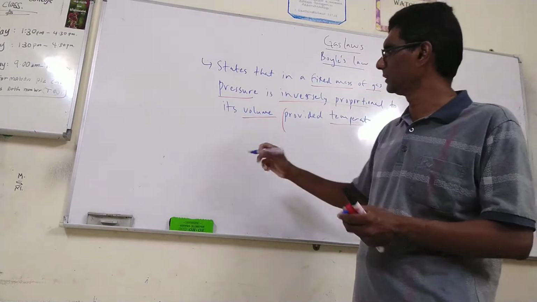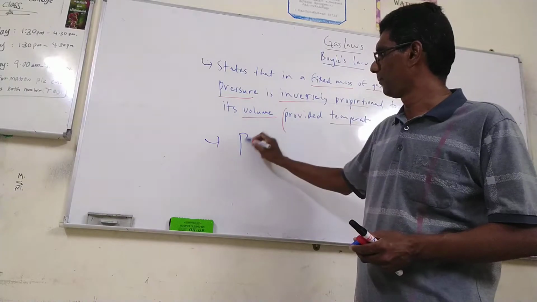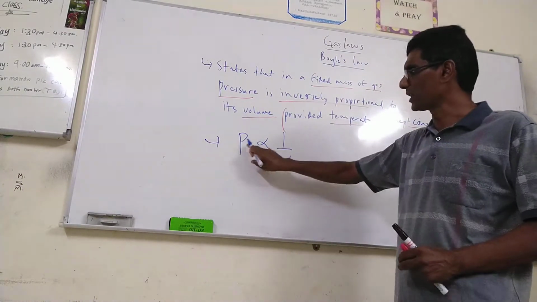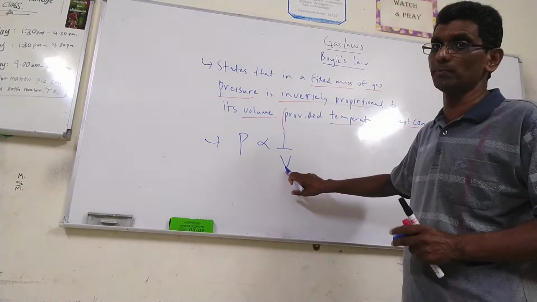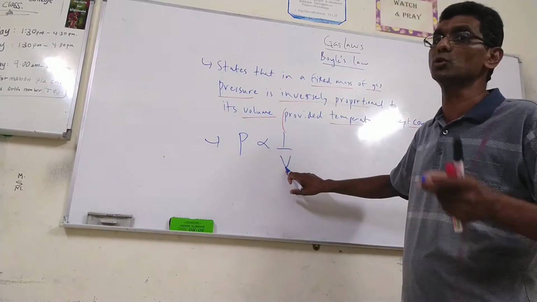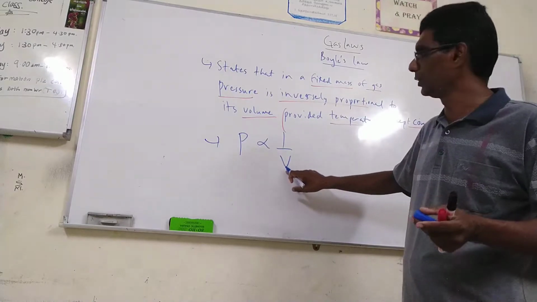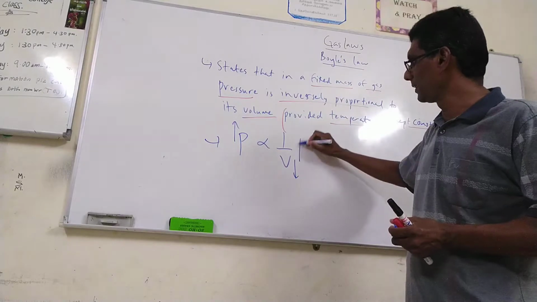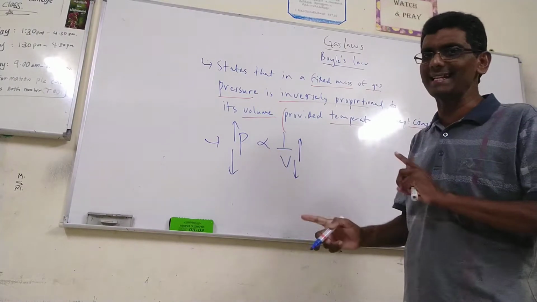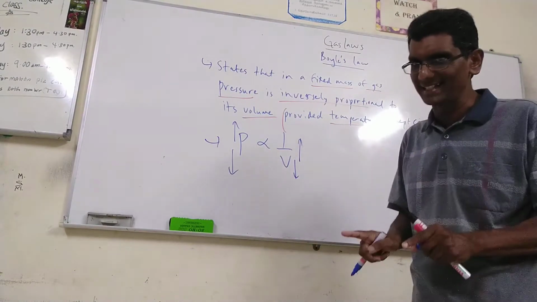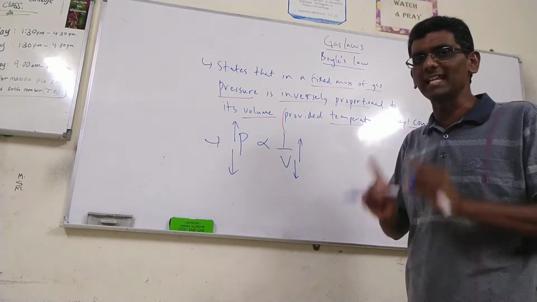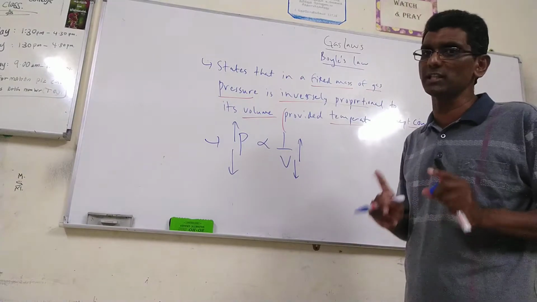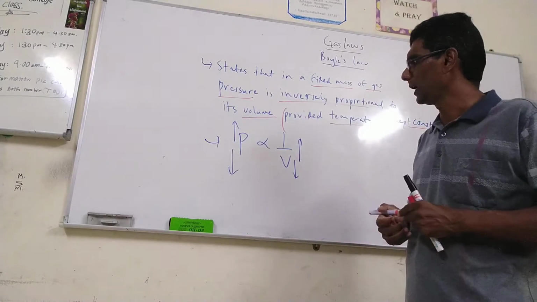Pressure is inversely proportional to volume. So if pressure increases, volume decreases. If volume increases, pressure decreases. So one increases, one decreases, provided temperature is kept constant.